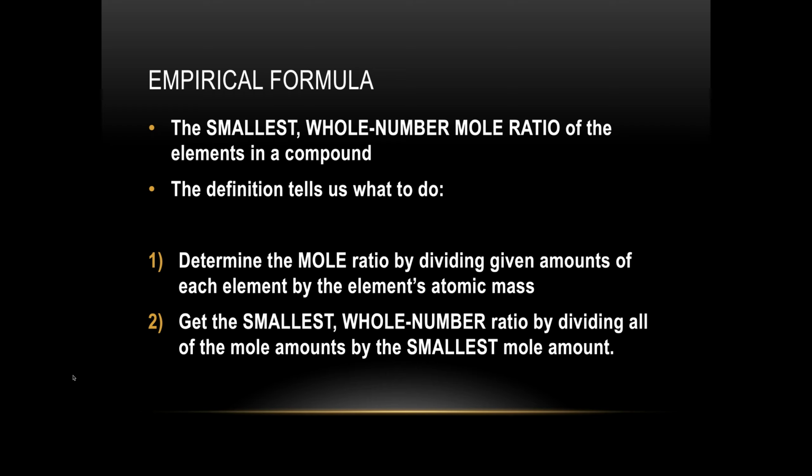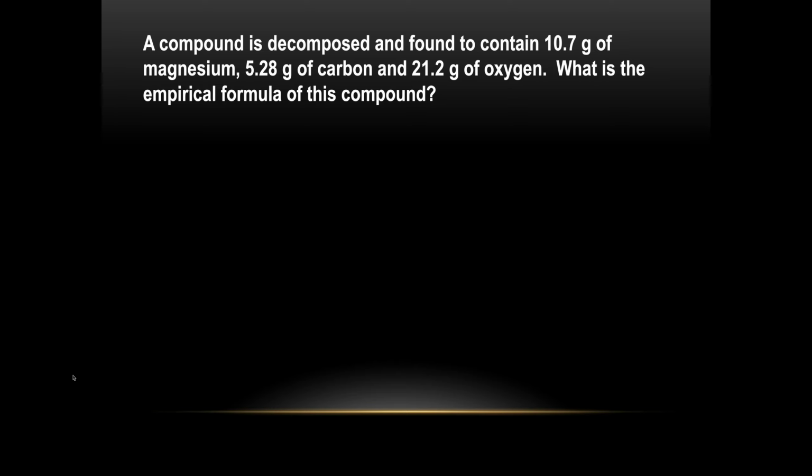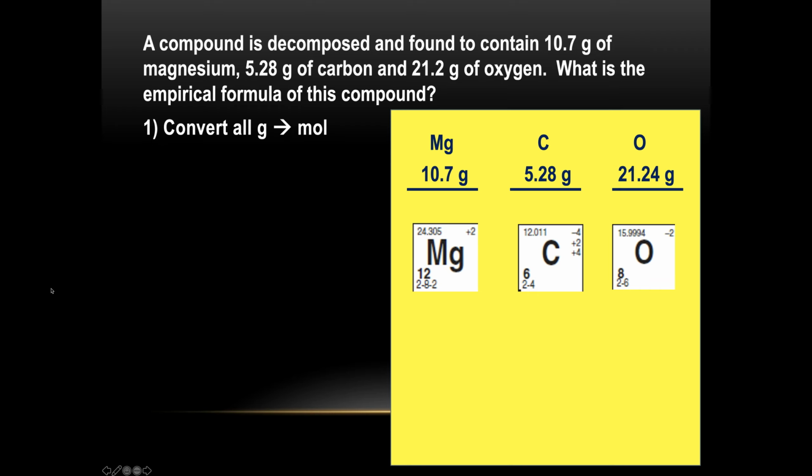So let's suppose we have a compound and we decompose it, and it contains 10.7 grams of magnesium, 5.28 grams of carbon, and 21.2 grams of oxygen. What would the empirical formula of the compound be? So convert to moles. What we'll do is we're going to convert all of them to moles. We're going to list each element to make keeping track of everything easier. This is the number of grams of each element there is. We're going to divide each by the atomic masses given on the periodic table: 24.3 for magnesium, 12.0 for carbon, and 16.0 for oxygen.